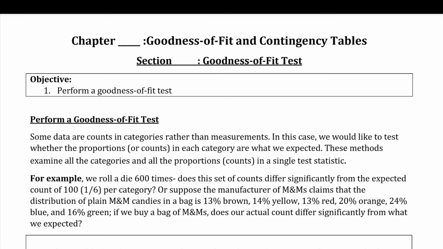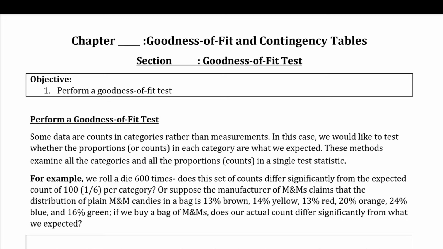In another example, what if the outcomes or categories don't all have the same probability of occurring? For example, a manufacturer of M&Ms claims that the distribution of plain M&M candies in a bag is 13% brown, 14% yellow, 13% red, 20% orange, 24% blue, and 16% green. So that should all add up to 100%. You see how each category or outcome has a different probability of occurring if we were to just randomly choose one at random. So if we buy a bag of M&Ms, does our actual count differ significantly from what we expect it to be?